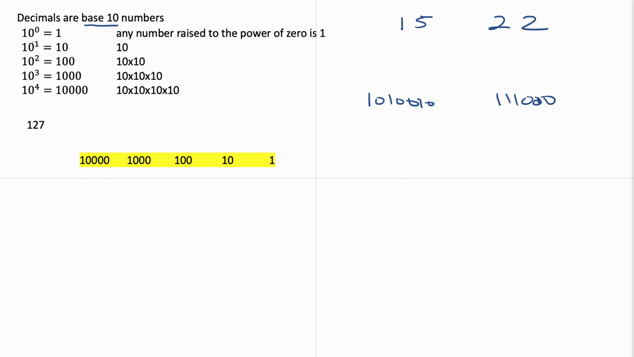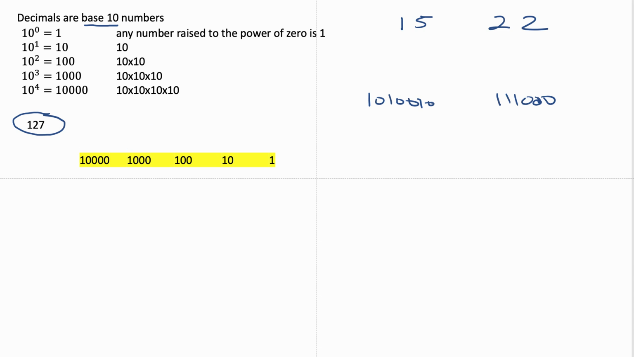And 10 to the 1 is 10. 10 to the 2 power is equal to 100, which is 10 times 10. And 10 to the 3 is equal to 1,000, so it's 10 times 10 times 10. 10 to the 4th is basically 4 tens multiplied together. 10 to the 5th would be 5 tens. So when we say something is base 10, let's go through an example of, say, 127.